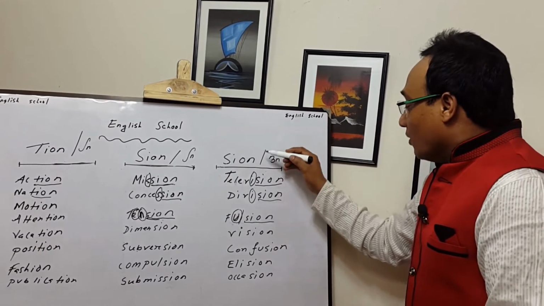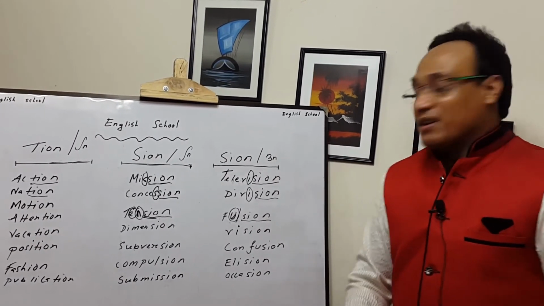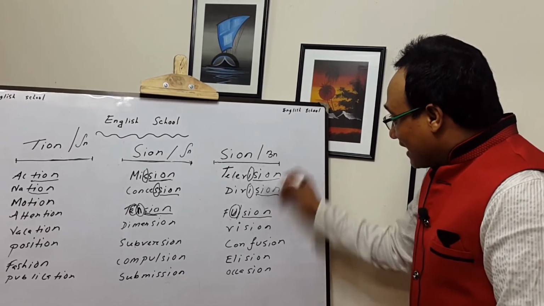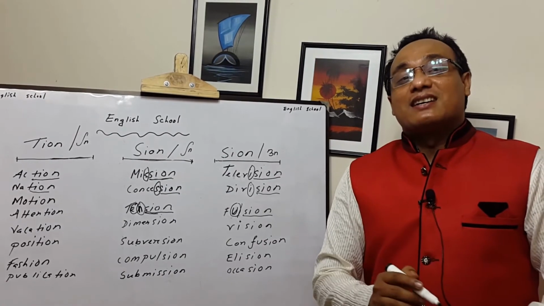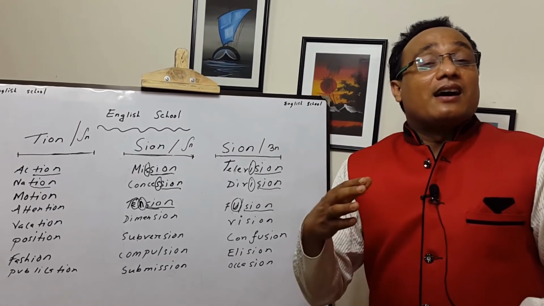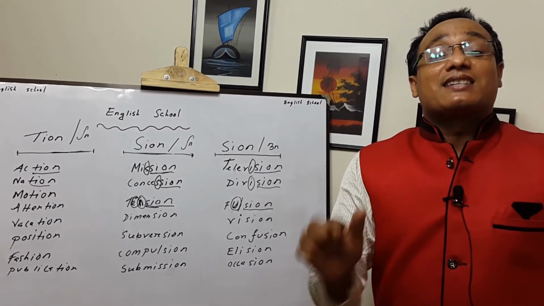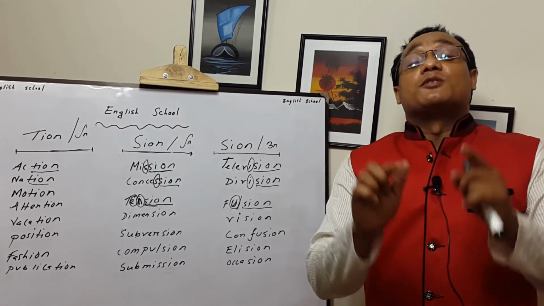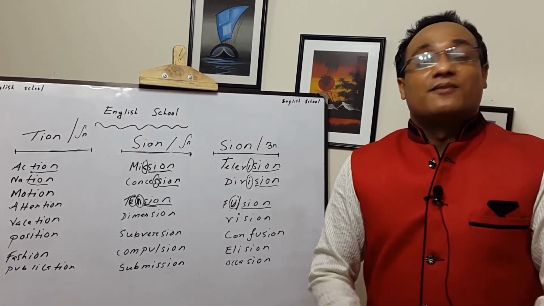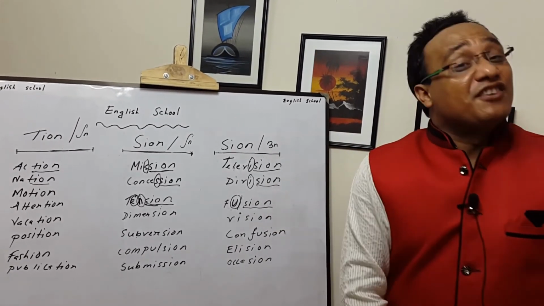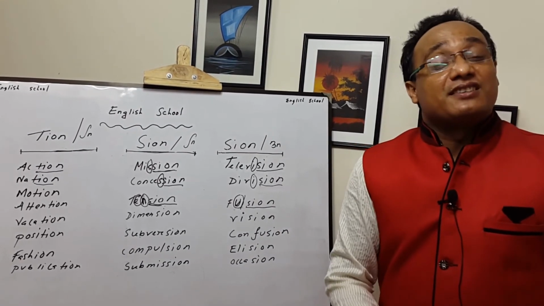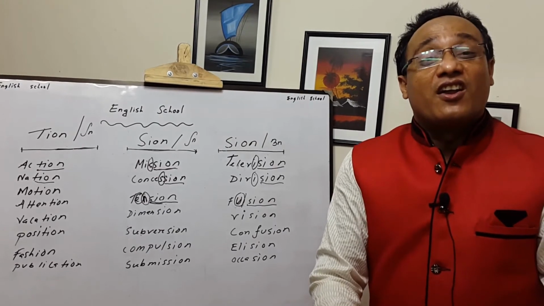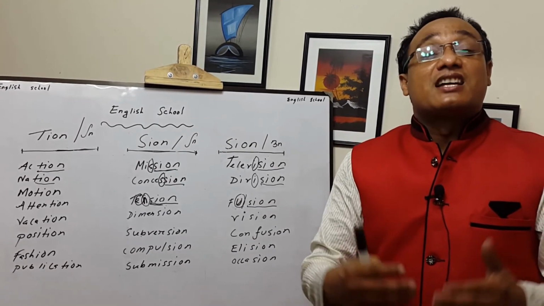So all those example vocabularies we are getting here have a vowel sound. So if we get a vowel sound and after the vowel sound we get S-I-O-N, then we have to pronounce JEN. Television, television, not television, television.